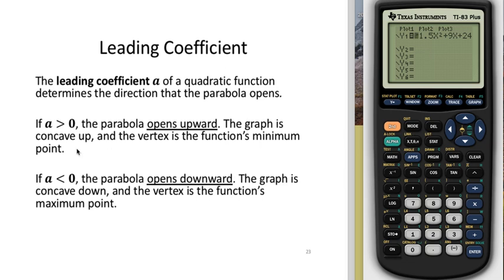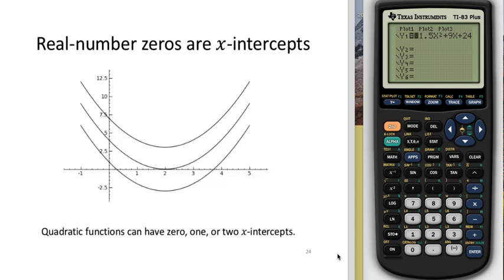If the leading coefficient is greater than 0 on a quadratic function, the graph of that quadratic is going to be a parabola that opens upward. It'll be a concave up graph where on the ends it's going to positive infinity. This is a very handy thing to remember going forward about the behavior of quadratics.